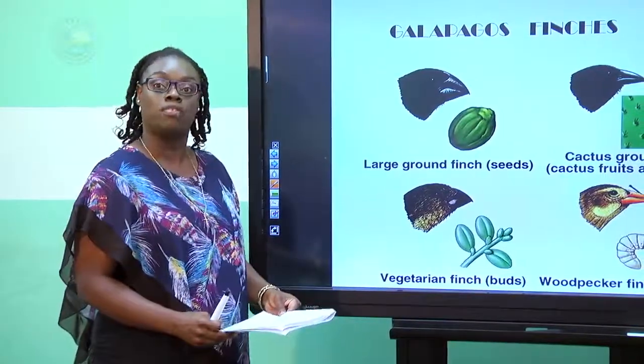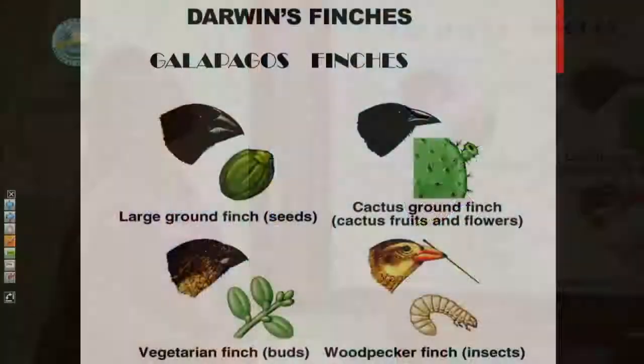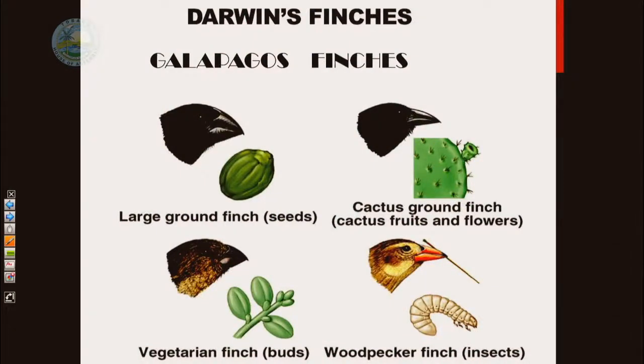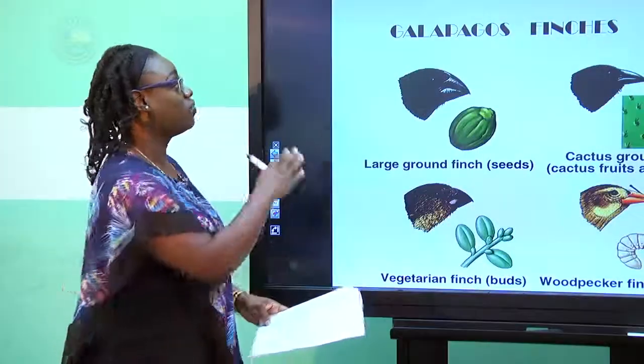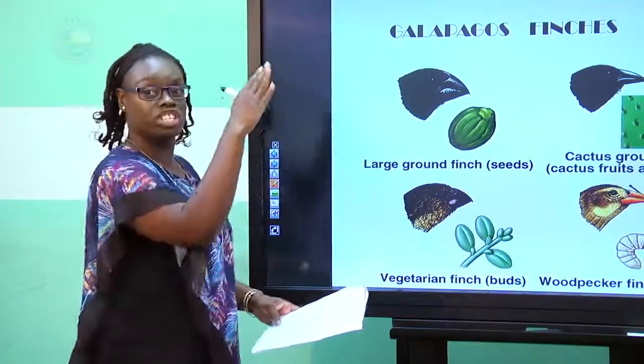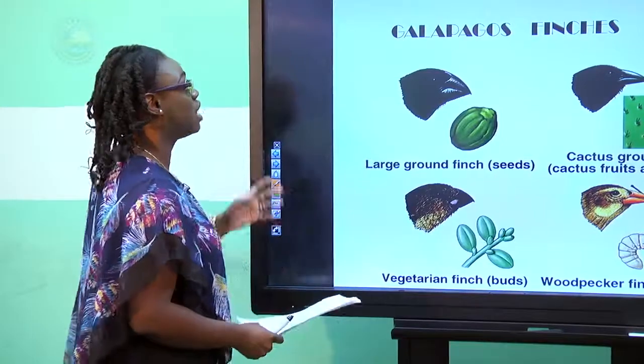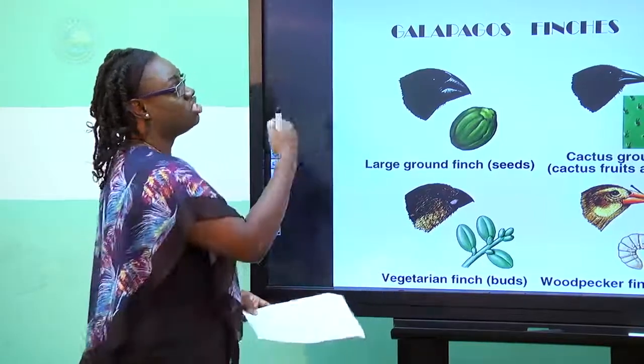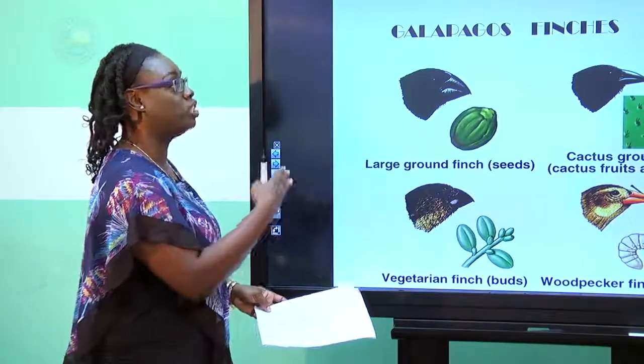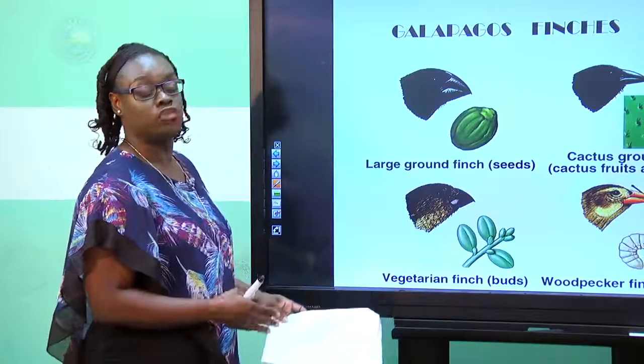Another popular example of natural selection is Darwin's finches, also known as the Galapagos finches. These birds exist on different Galapagos islands. Think about the Caribbean chain of islands. Well, the Galapagos Islands are also a chain of islands. And what Darwin observed was that there were different types of finches on different islands.